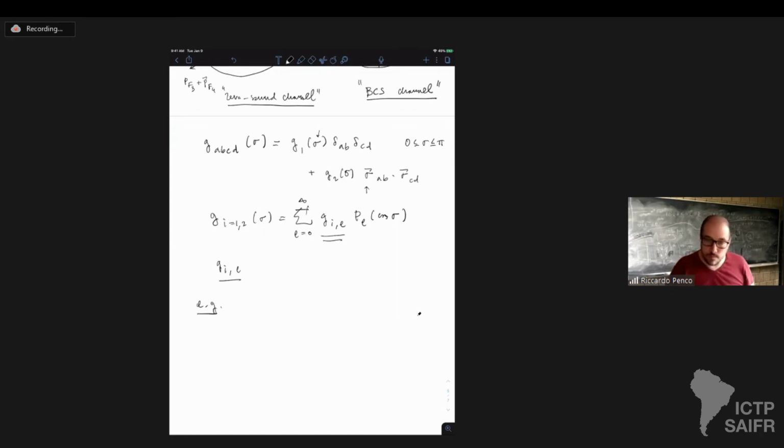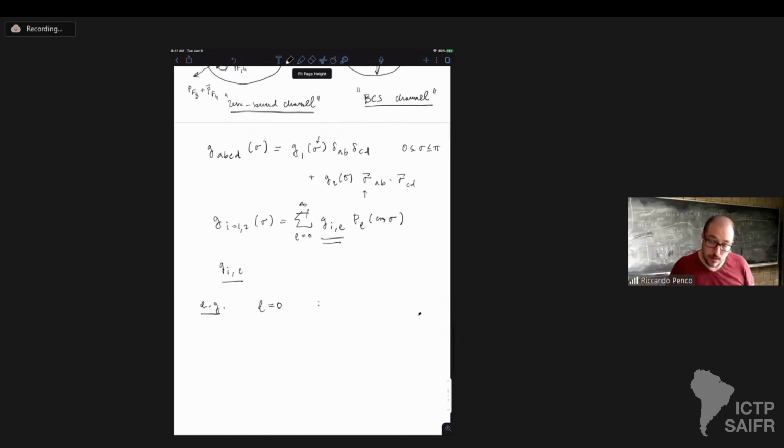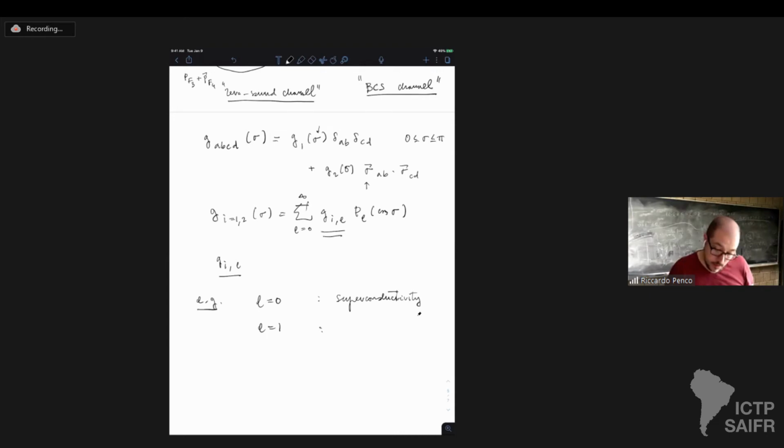interesting phenomena occur. So for example, in the BCS channel, when the L equals zero coupling becomes relevant, and you're talking about electrons, this is the mechanism for standard superconductivity. Whereas when the coupling that becomes marginally relevant is the L equal one, then you have phenomena such as helium-3 superfluidity, where the helium-3 atoms are fermions, but they pair up at low energies and condense and give rise to a superfluid.